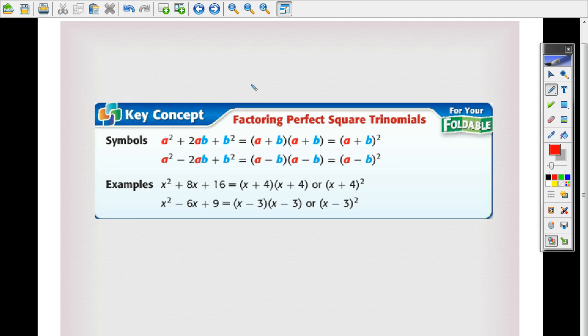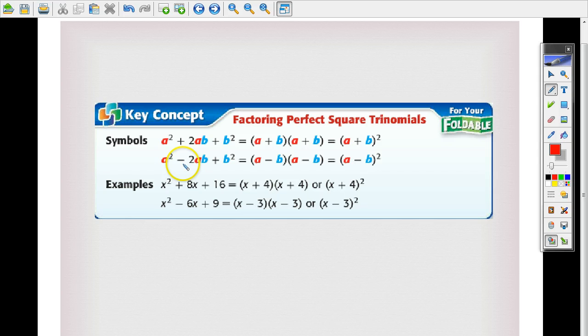Okay, so when we are factoring perfect square trinomials, it'll look like this. If you have a squared plus 2ab plus b squared, only when you have something that looks like this, we can factor it by saying a plus b times a plus b, which is a plus b squared.